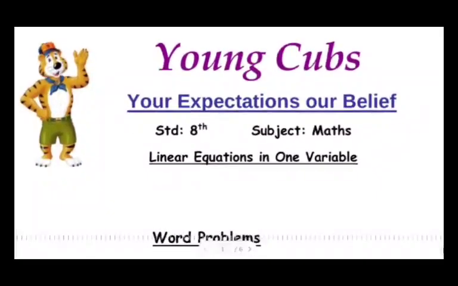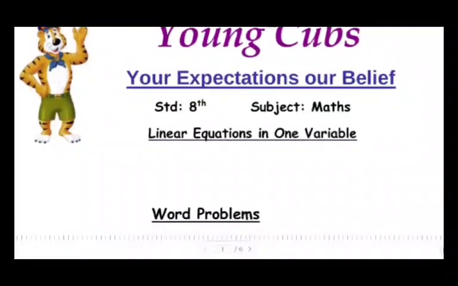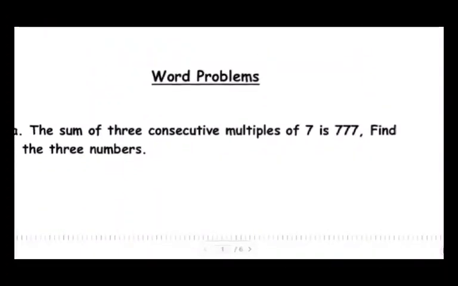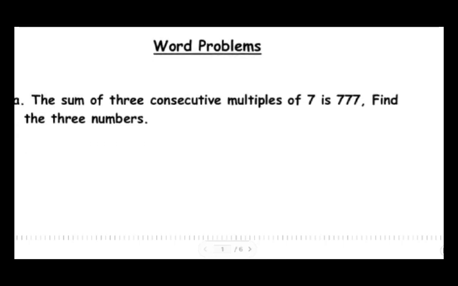Today we are going to do a few word problems from the chapter Linear Equations in One Variable. Our first word problem says the sum of three consecutive multiples of 7 is 777. Find the three numbers. So consecutive means back to back.